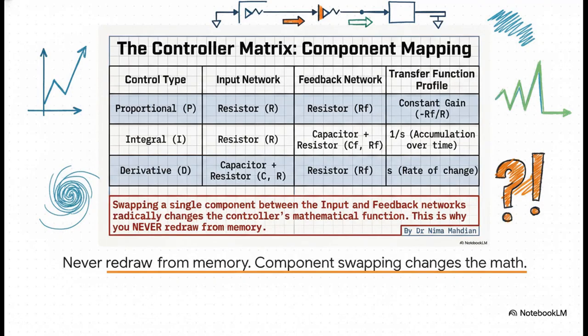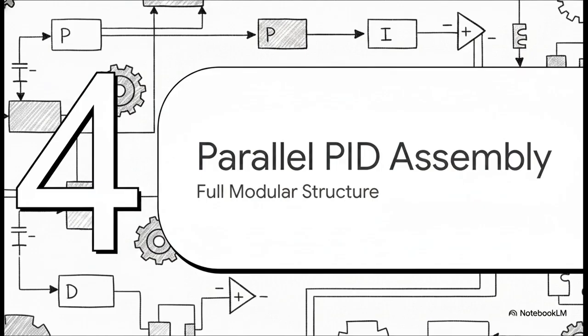But we have to remember our rules. This component mapping warning table hits on exactly why you must never redraw these from memory. If you swap just a single component, literally just moving a capacitor from the feedback network over to the input network, you radically change the controller's math from a 1 over S integrator straight to an S differentiator. The difference between beautifully stabilizing a system and causing a catastrophic oscillation is literally just the placement of one single component.